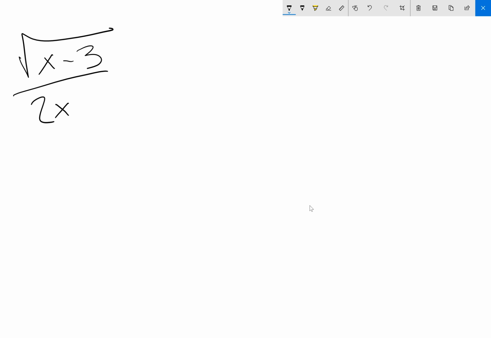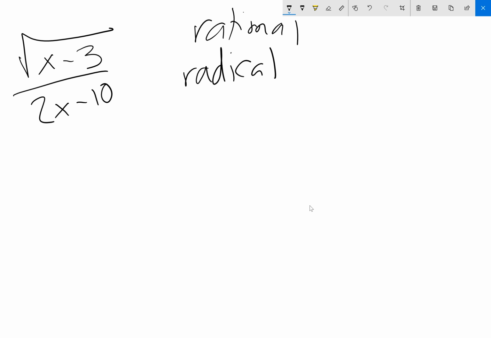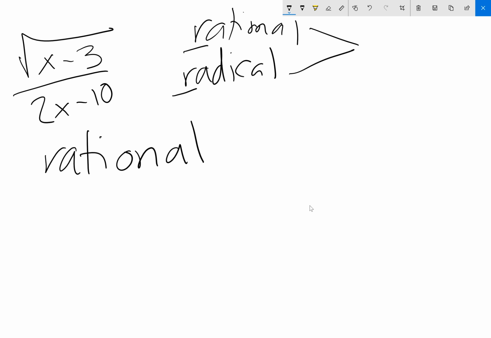Okay, 2x minus 10. All right, so this is a two-parter. We have a rational and a radical part. So we need to solve both restrictions. Rational and radical have restrictions. Polynomial does not. Okay, so let's look at the rational part of this.